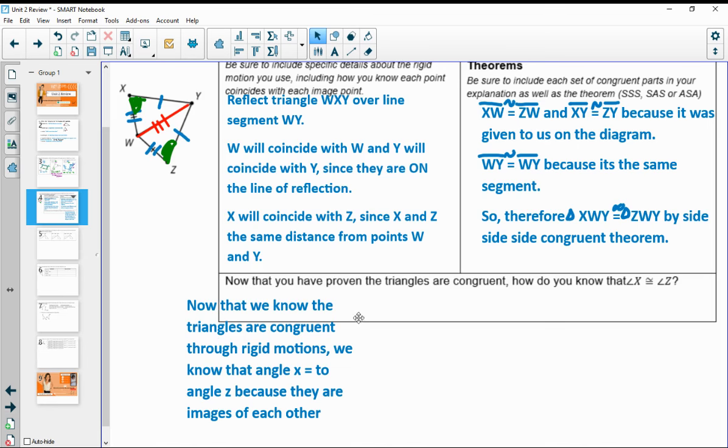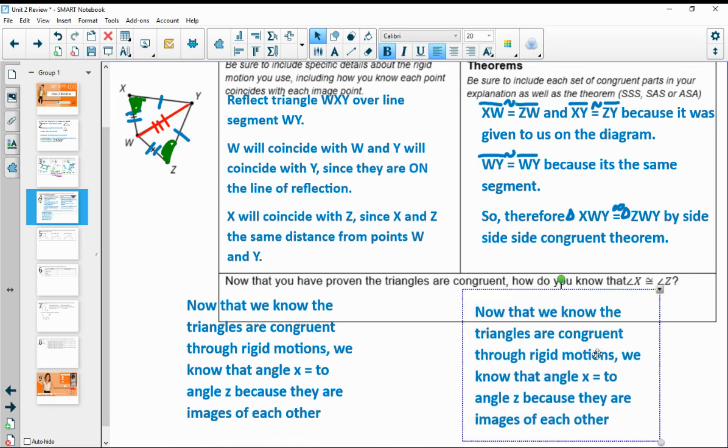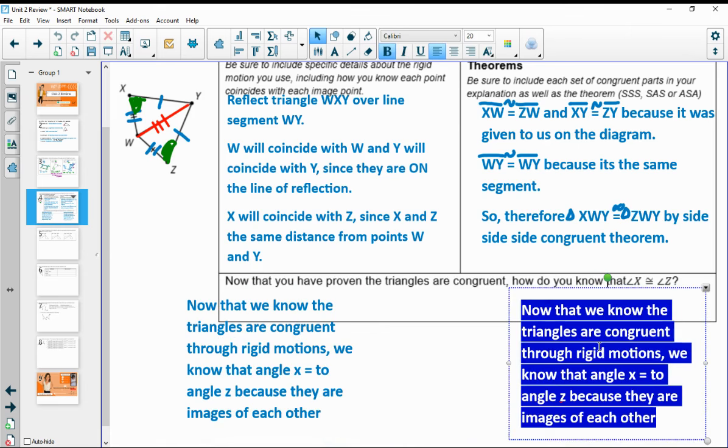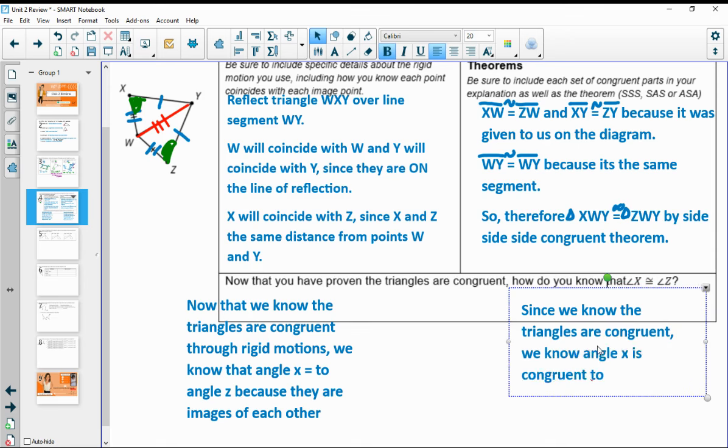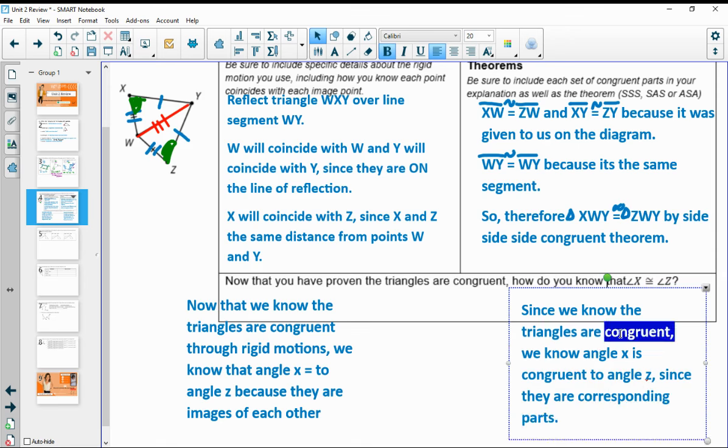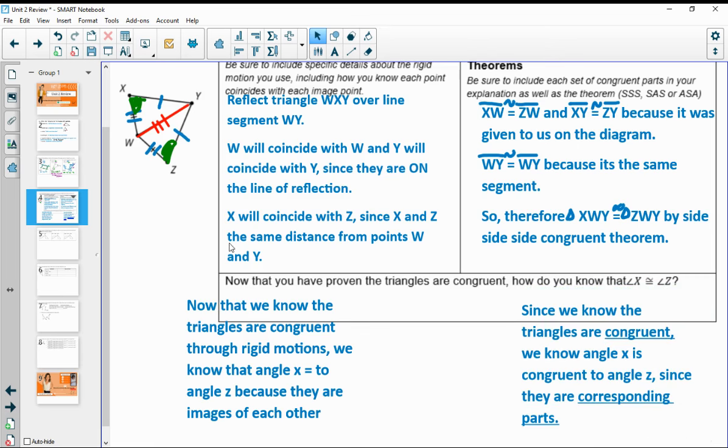And then when you prove that the triangles are congruent through triangle congruence, then since we know the triangles are congruent, we know angle X is congruent to angle Z since they are corresponding parts. So since the triangles are congruent, their corresponding parts are also congruent.